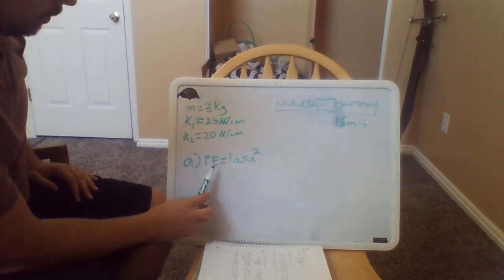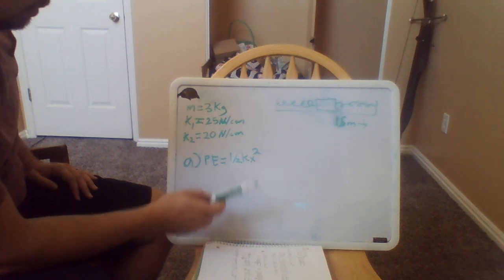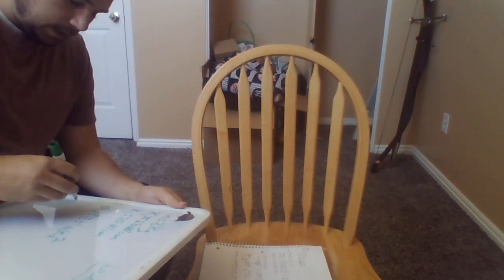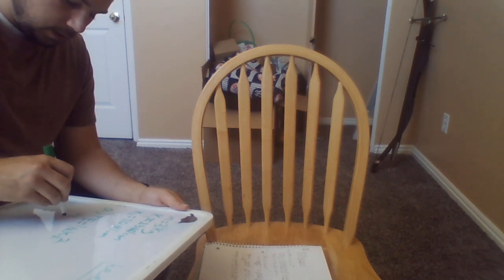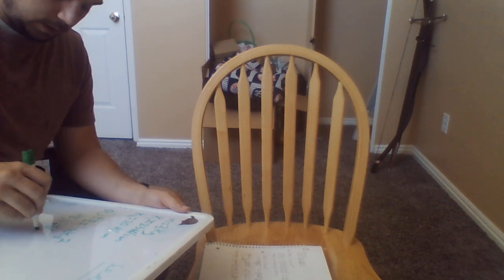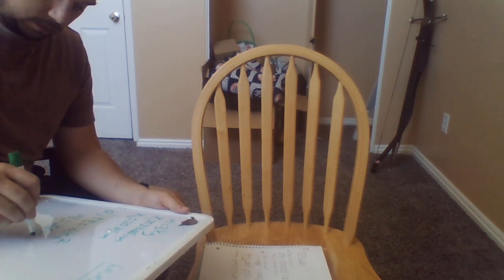And so we're using PE equals 1/2 kx squared, and we can plug in for both of these springs to figure that out. So I'm going to say PE1 equals, we're doing this 0.5 times, let me just write it all out so that you can see.